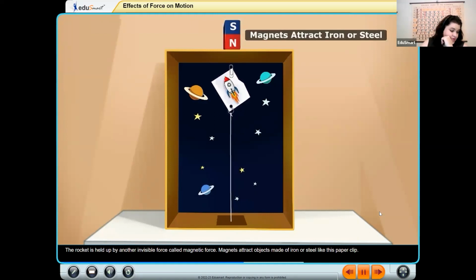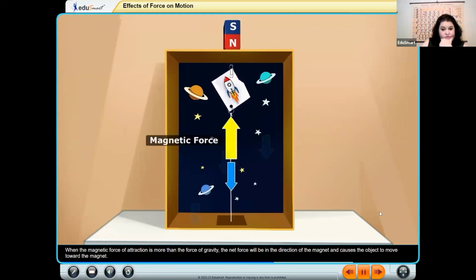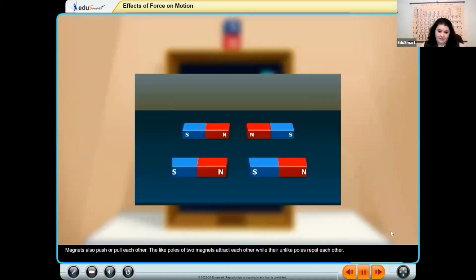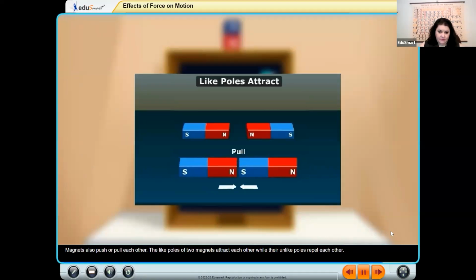Magnets attract objects made of iron or steel like this paper clip. When the magnetic force of attraction is more than the force of gravity, the net force will be in the direction of the magnet and causes the object to move toward the magnet. Magnets also push or pull each other. The like poles of two magnets attract each other while their unlike poles repel each other.